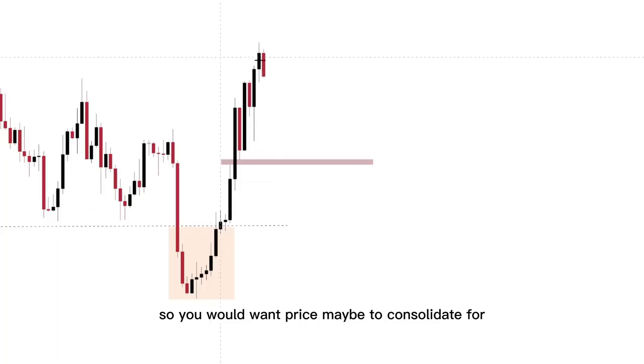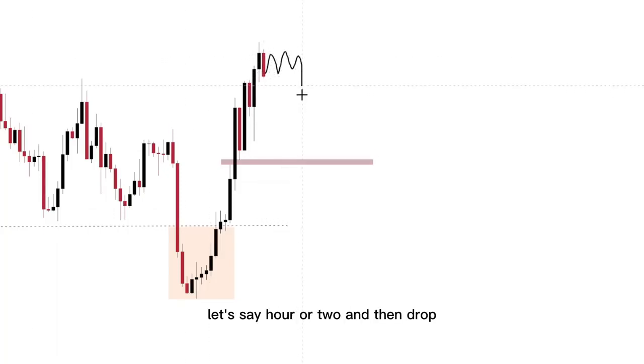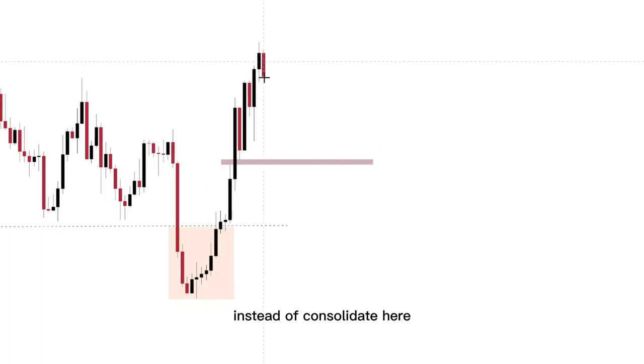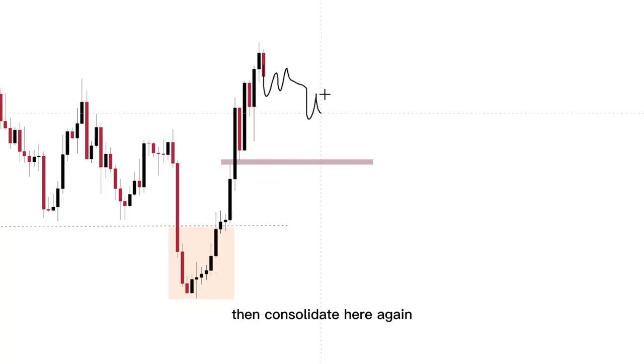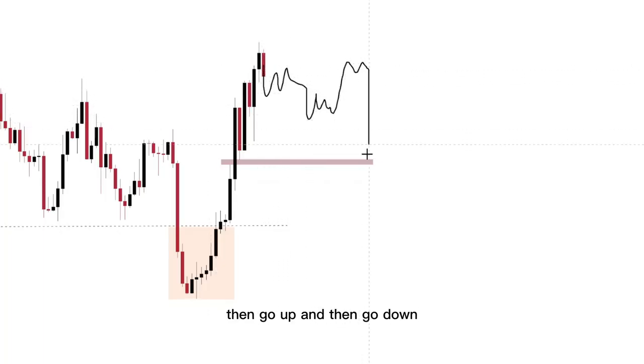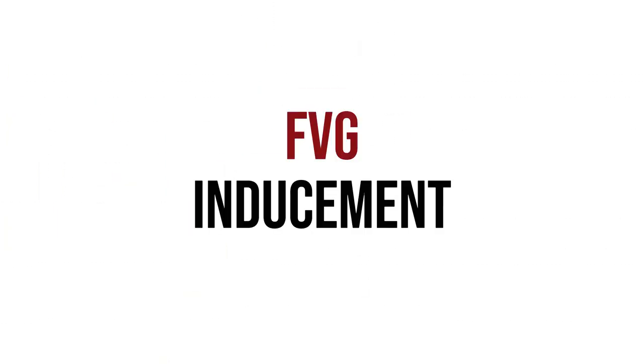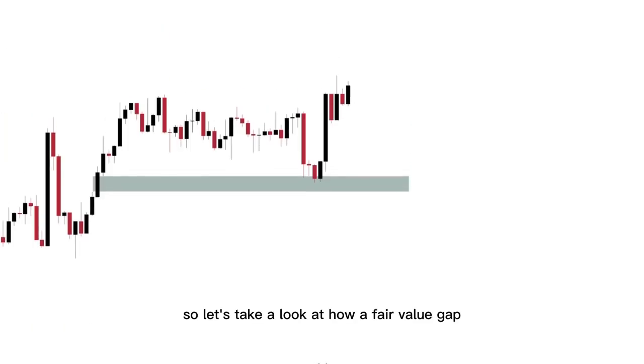So you would want price maybe to consolidate for, let's say, an hour or two, and then drop, instead of consolidate here, then consolidate here again, then go up and then go down. Even though it might form an inducement, preferably with an overlap projection, you would want a direct approach. So let's take a look at how a fair value gap can also cause an inducement.